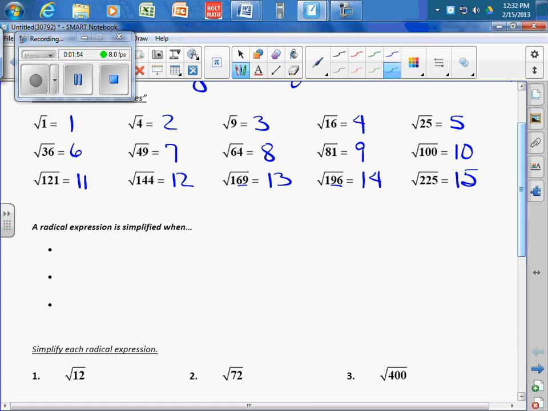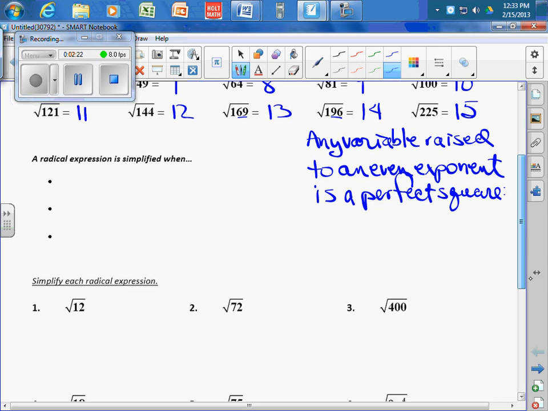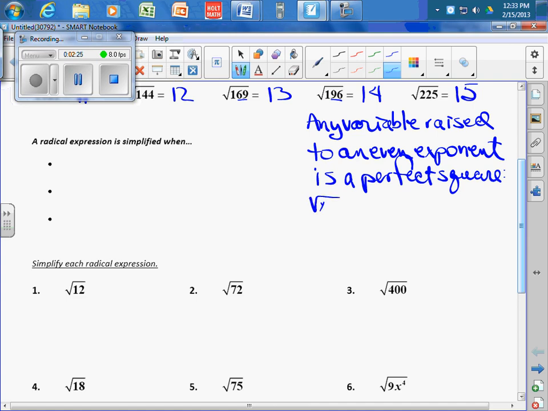You should also note that any variable raised to an even exponent is a perfect square. Now let's look at some examples. The square root of x squared is x. And let's see now, the square root of a to the 10th is a to the 5th.